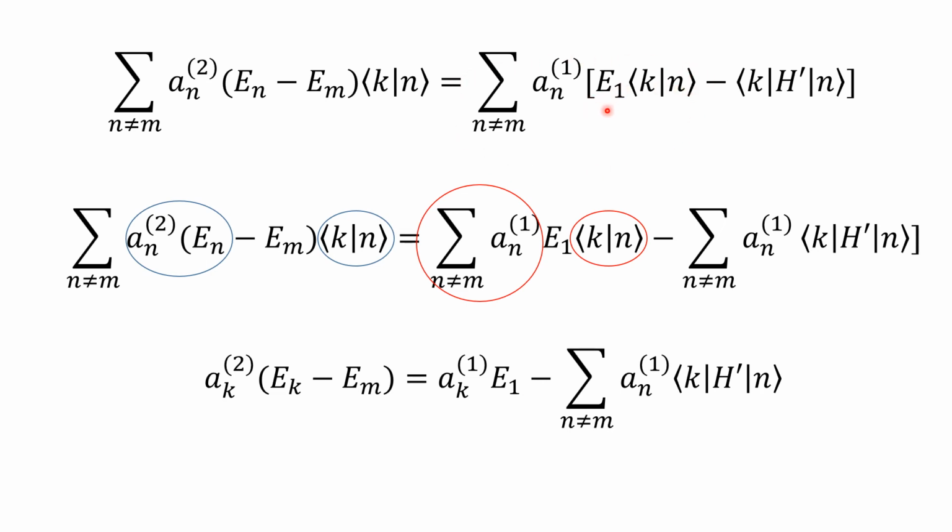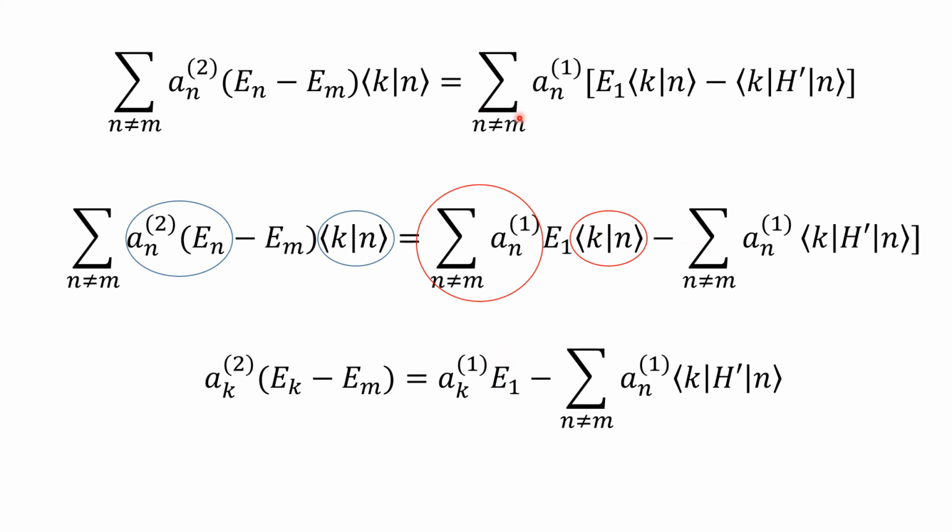When you take the right hand side, E_1 I have taken outside. So with the same principle, the summation exists only when n is equal to k. For all other values, it will be 0. So here the summation is meaningless. There is only one term, that is a_k^(1) into E_1, because for all other values of n, this term will become 0. So the only non-zero term is a_k^(1) into E_1.